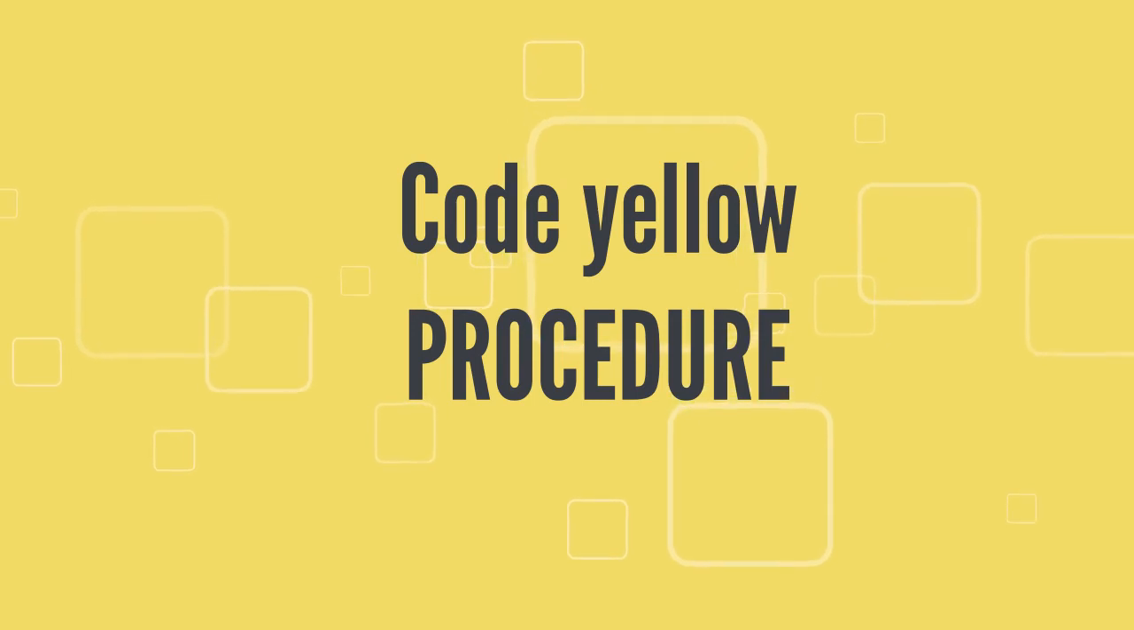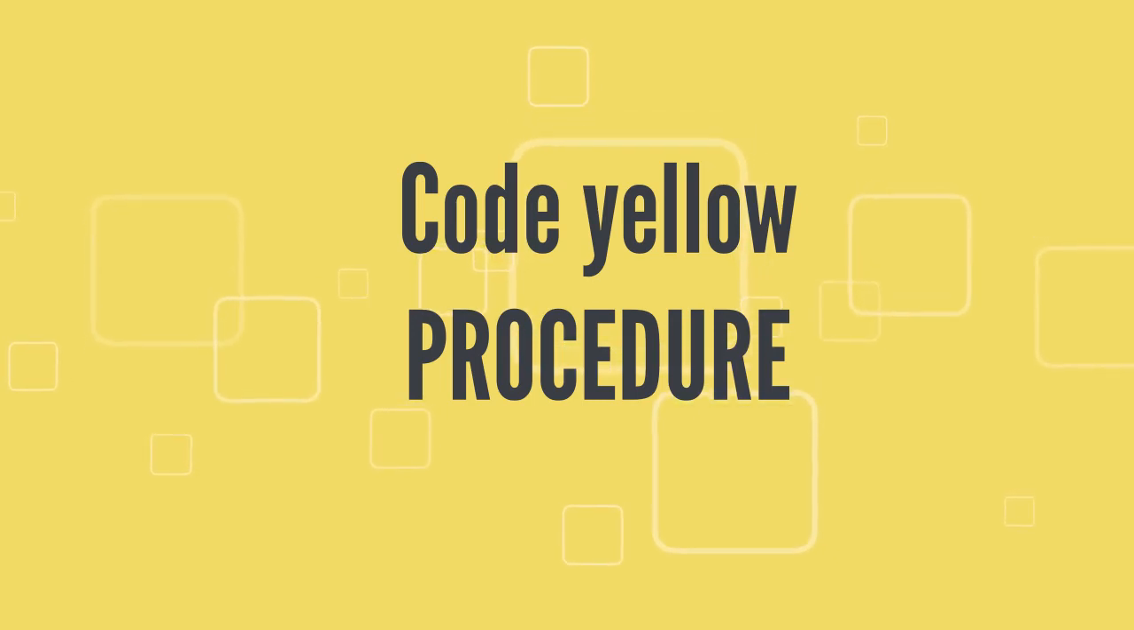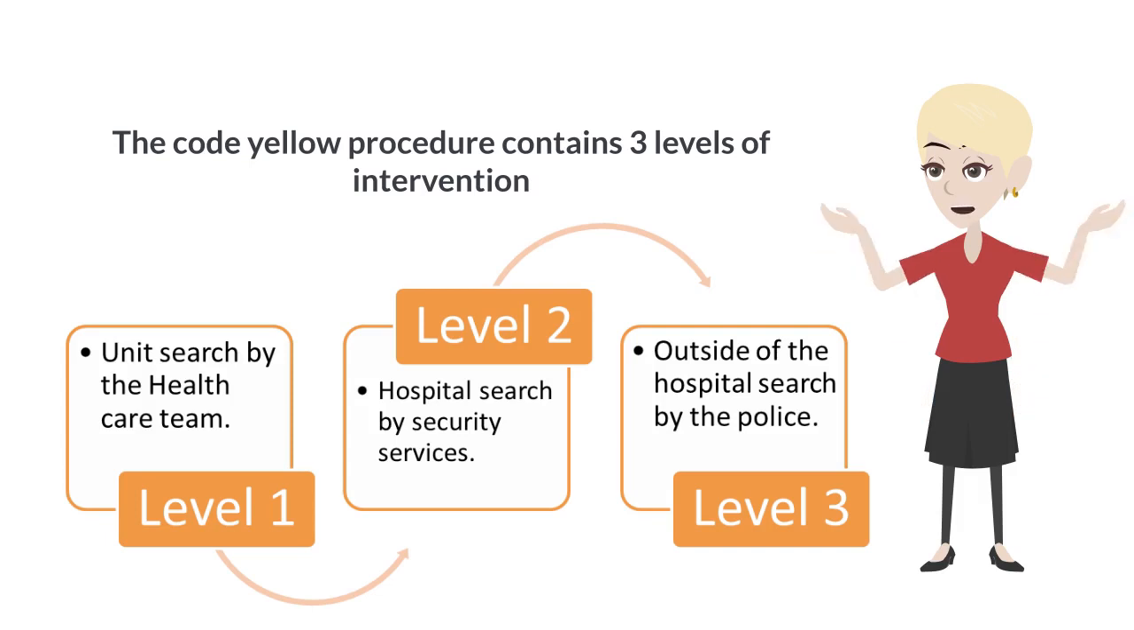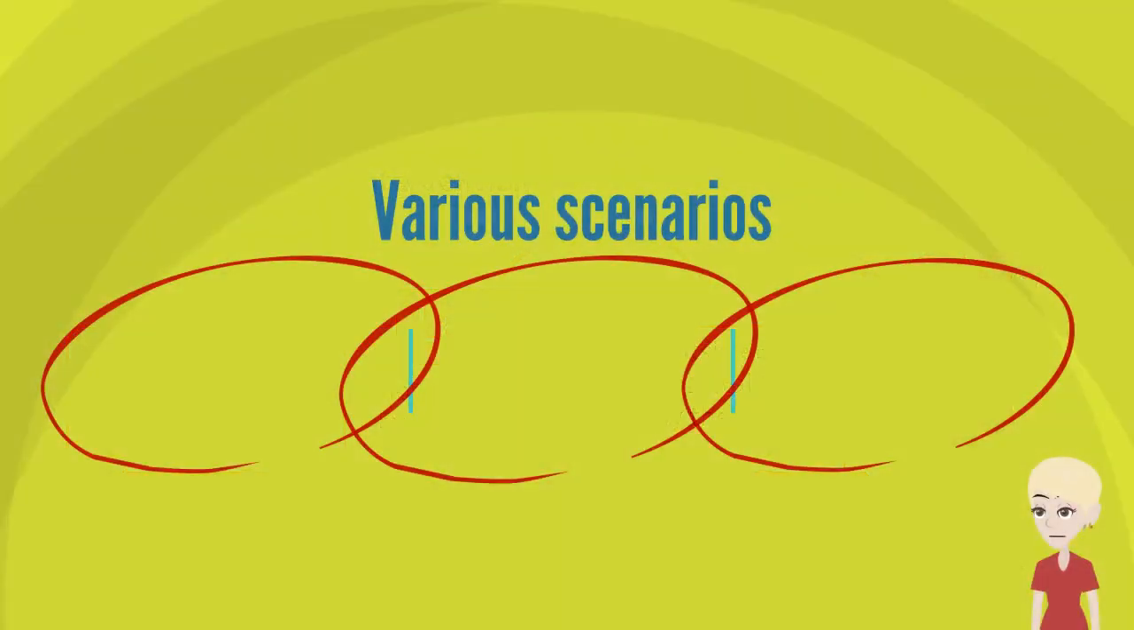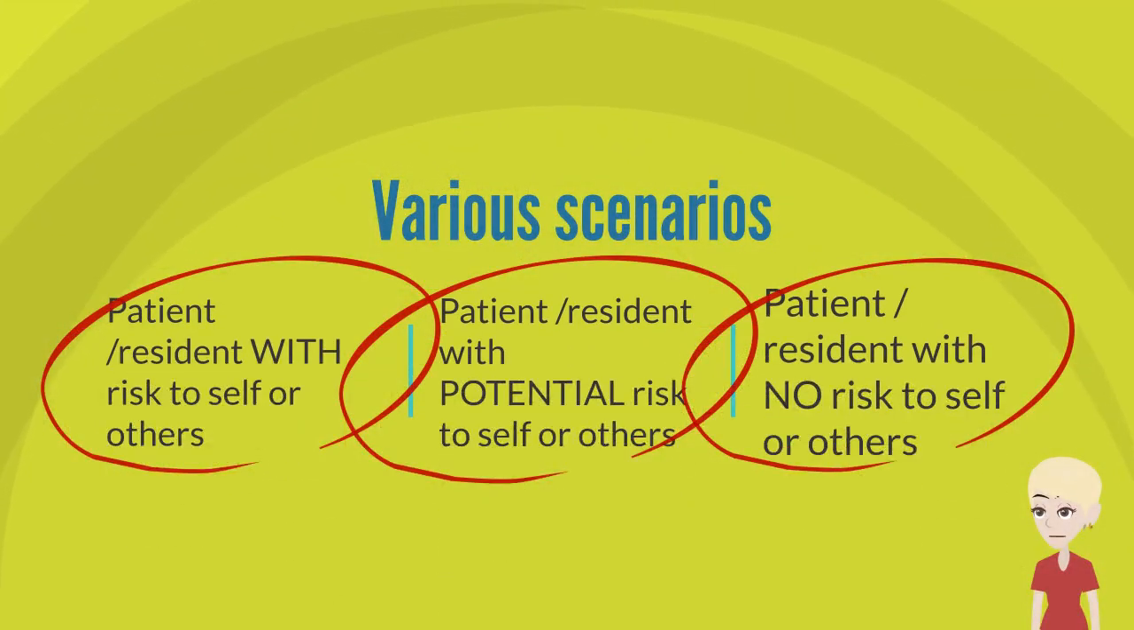Now, let's talk about the Code Yellow procedure. The Code Yellow procedure consists of three levels of intervention. At level 1, a search is carried out on the care unit. At level 2, a search is carried out in the hospital. And at level 3, it is carried out outside the hospital. Let's look at more in-depth scenario.